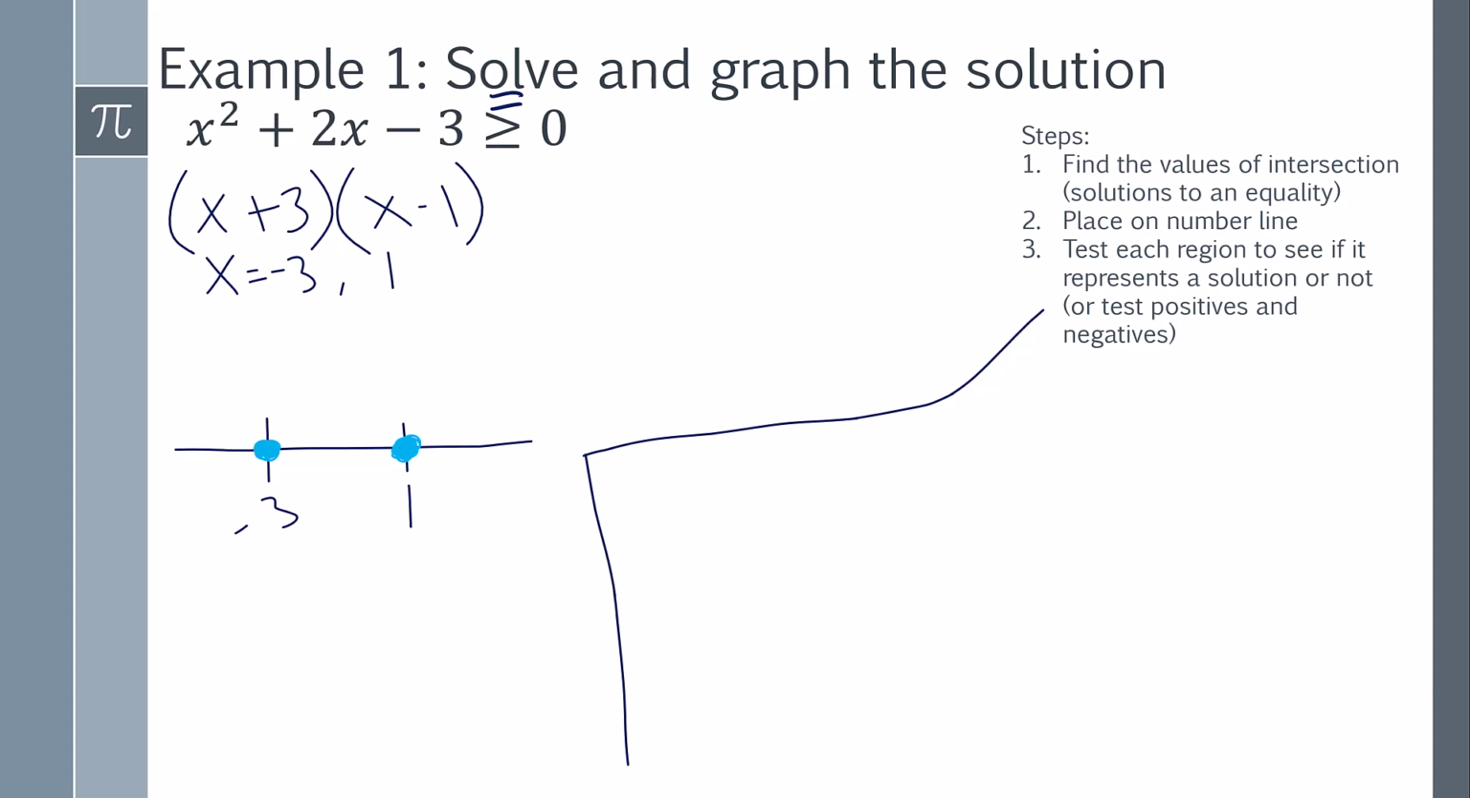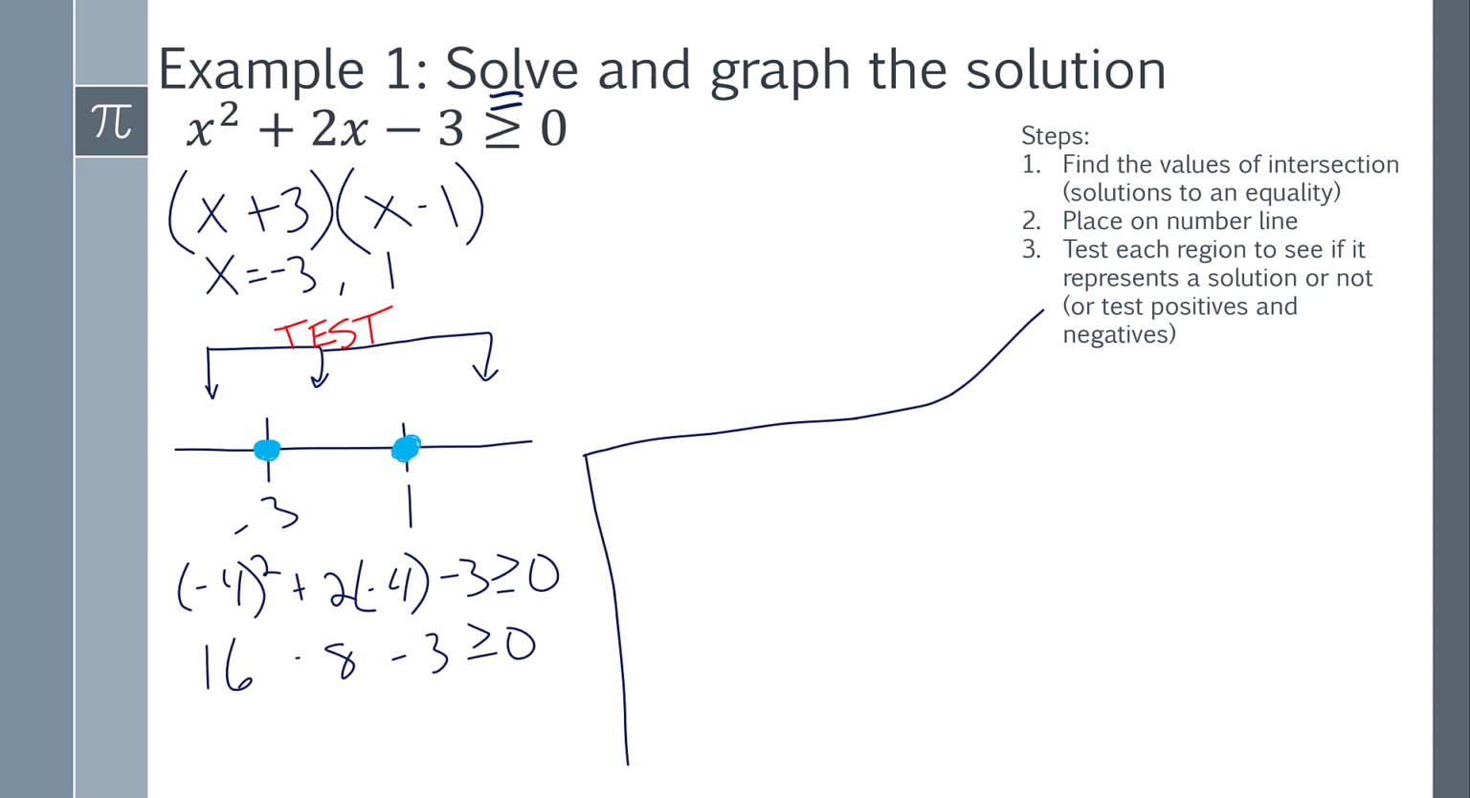And now I can go through and test each region, true or false. So I want to pick a value to the left of negative 3, between negative 3 and 1, and greater than 1. So if I plugged in negative 4 and simplified that, I get 5 is greater than or equal to 0. That's true. So because it's true, I'm going to write a little true statement there.